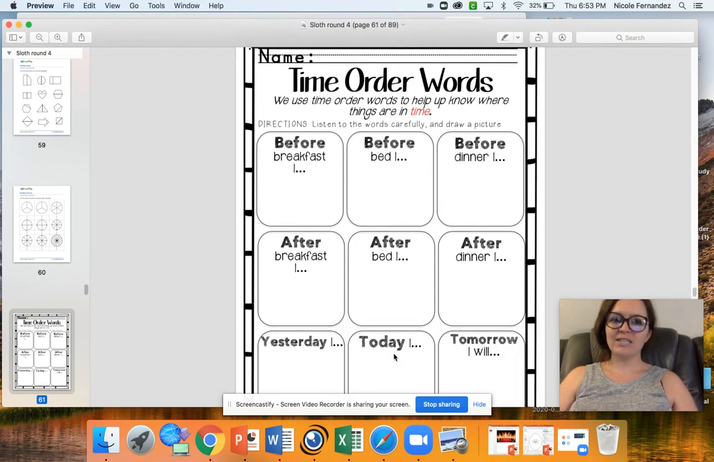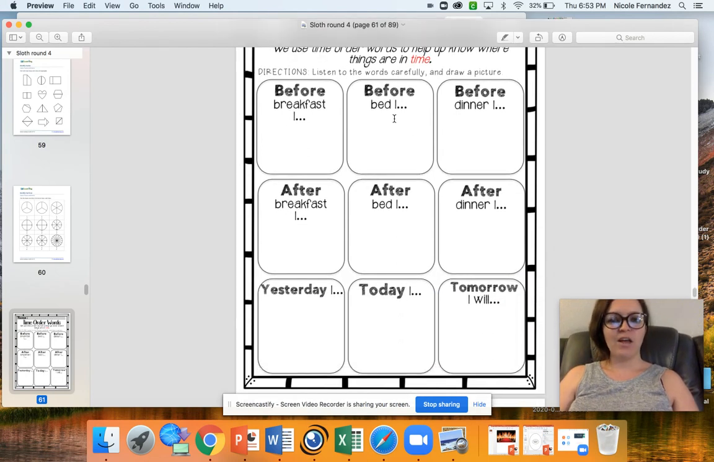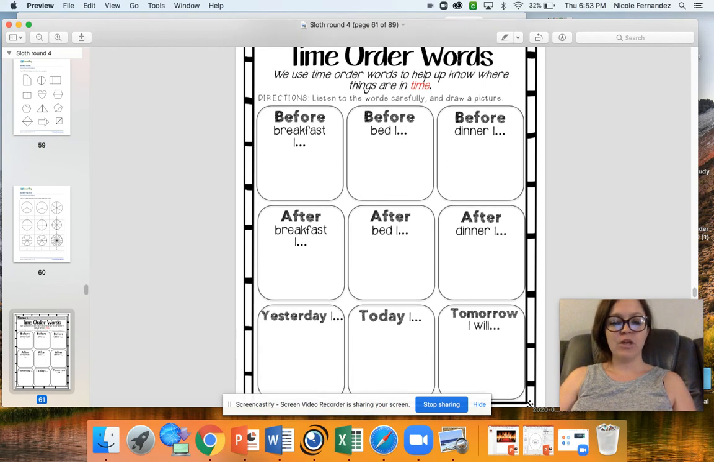And then for social studies today, we have time order words. So these words tell us when things happen. So it's really helpful in social studies when you're describing the history that you use these. So you're going to look through and you're going to complete each of these statements by either writing a word or drawing a picture. Before breakfast, for me, before breakfast, I drink coffee.